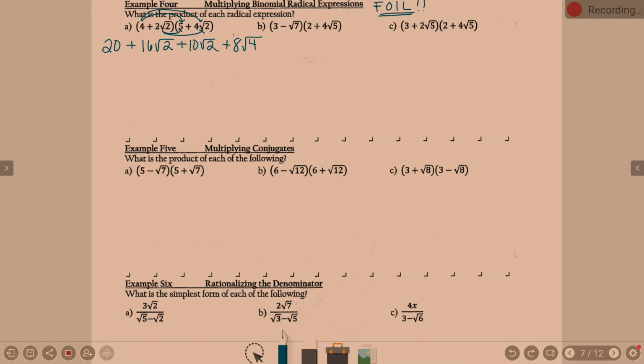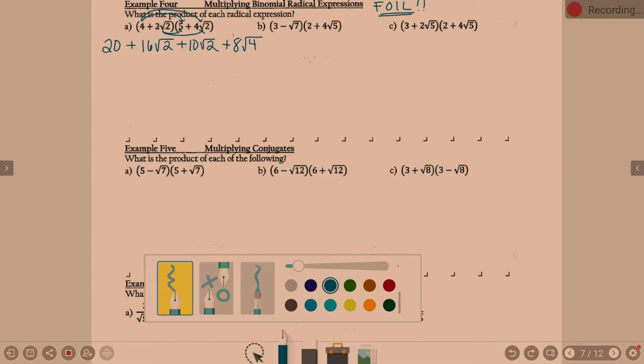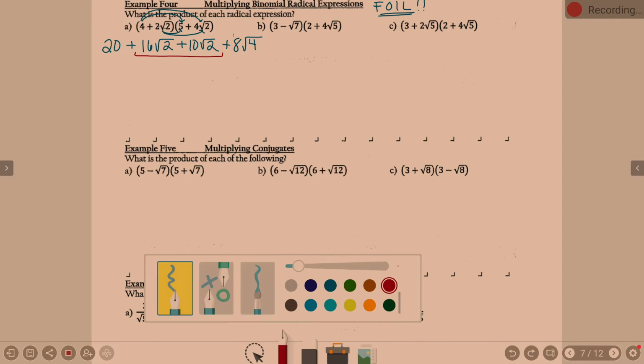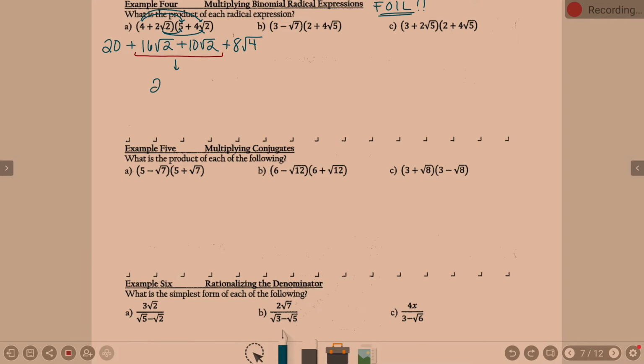Now, here's the question. Am I done? No. Always after you FOIL, you have to clean up your like terms. So let's see what I can clean up here. What's the obvious cleanup? Can I add 16 square root of 2 plus 10 square root of 2? Yes, I definitely can. 16 square root of 2 plus 10 square root of 2 is 26 square root of 2. Now, this 20 right now, it's just a whole number. I'm just going to carry it down.